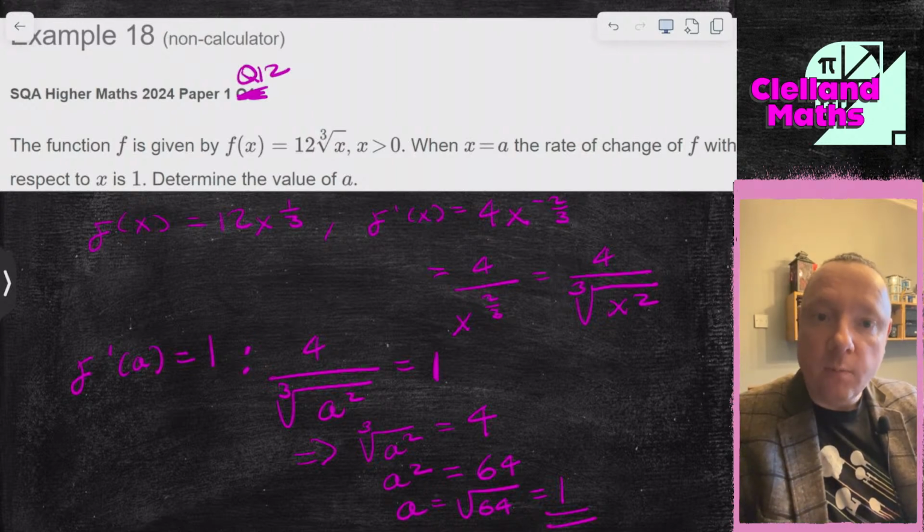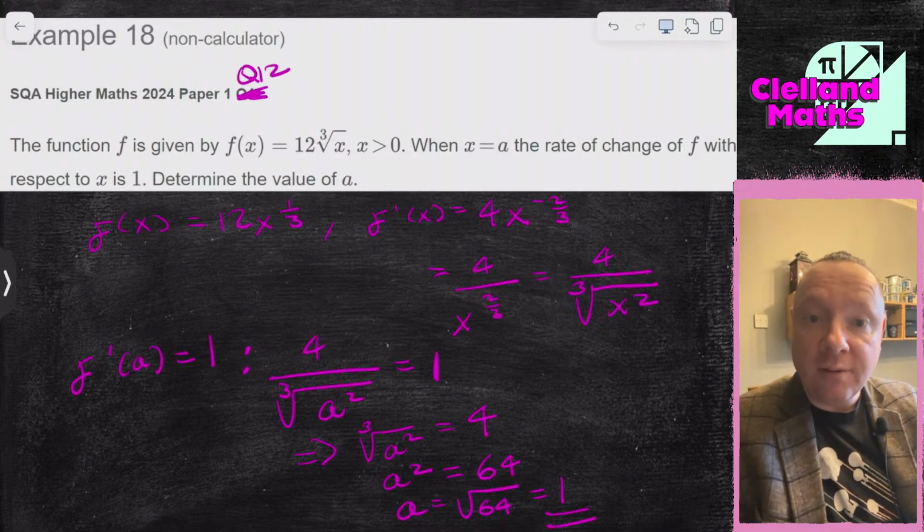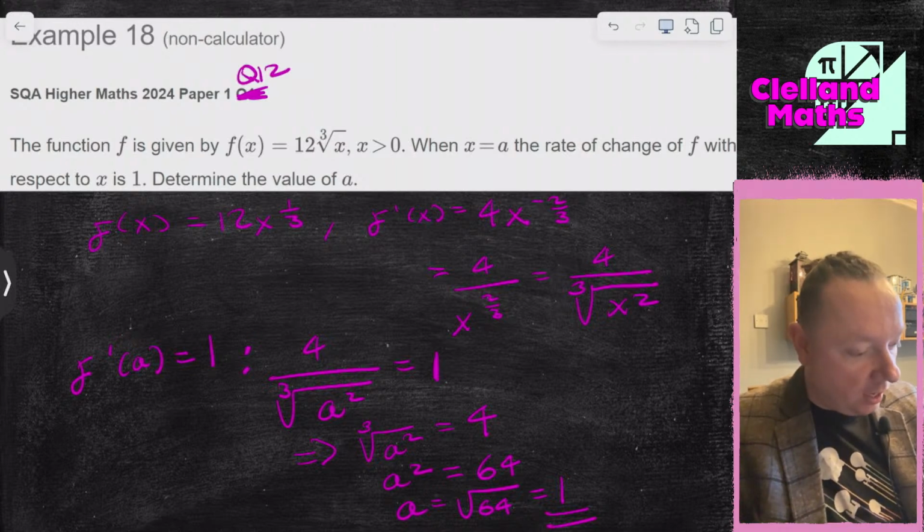If you want any further help with differentiation, I would suggest you check the Higher Maths playlist. I've got the whole of differentiation for Higher Maths already in there, much longer and more in depth than this video can ever be. But this gives you a good stepping stone for your differentiation topic.